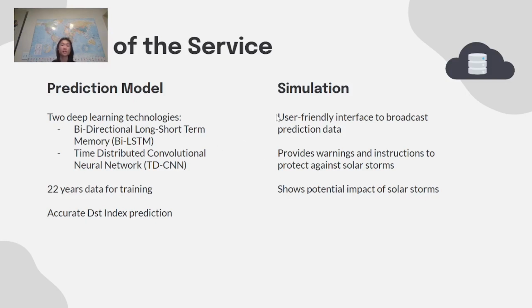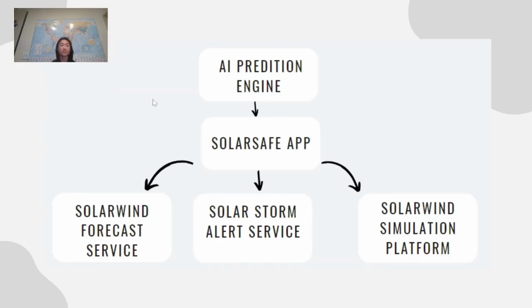The goal of the simulation was to have a user-friendly interface to broadcast prediction data, and it provides early warnings and instructions to protect against solar storms. It will also show the potential impact of solar storms. So again, the parts here are the AI prediction engine, solar app, forecast service, the alert service, and the simulation platform.